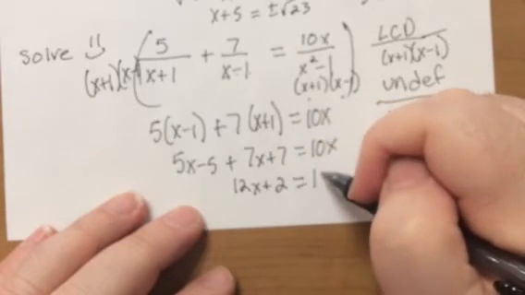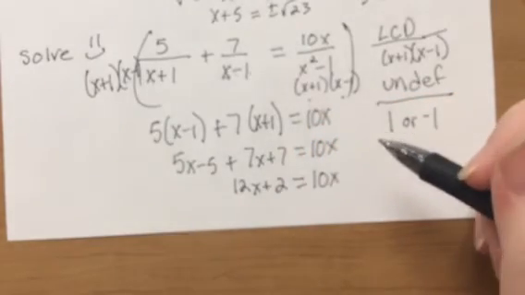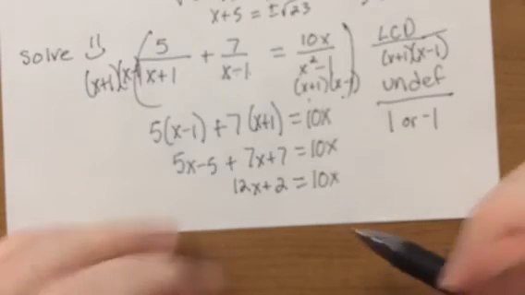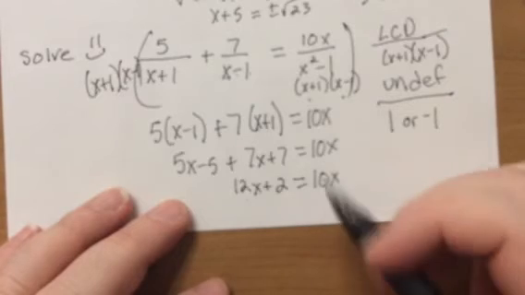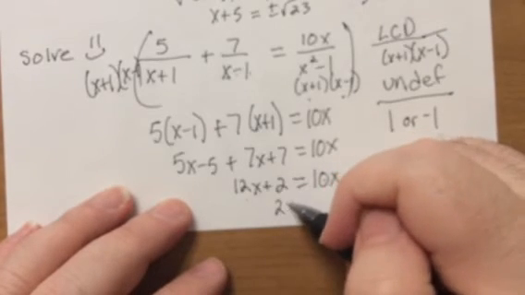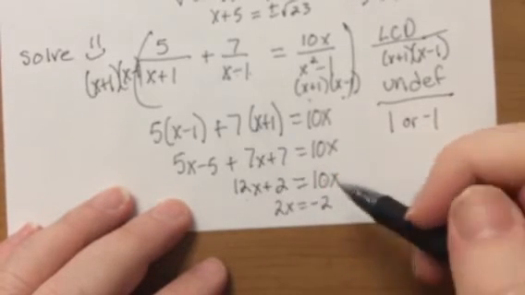And I'm running out of room. So I'm going to do 2 steps at once. Your honors, you can handle it. So I'm going to subtract the 10x and I'm going to subtract the 2. So it'd be 2x equals negative 2.